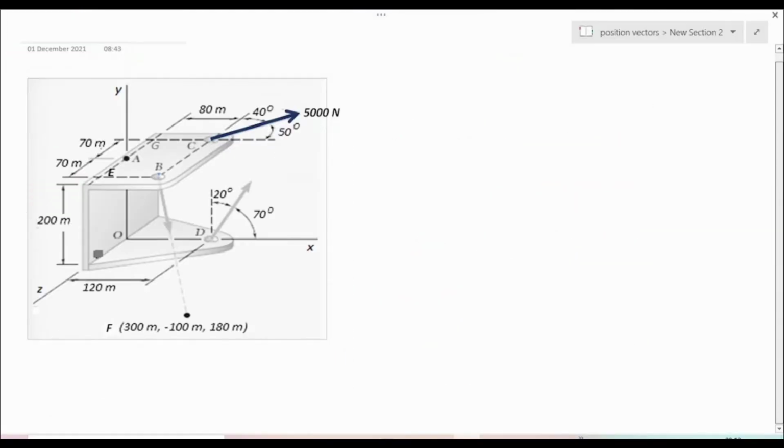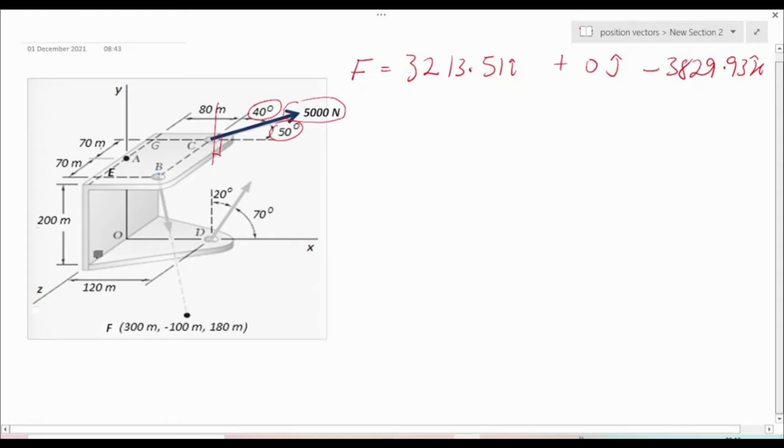So just to recap, we quickly were able to get our value of F in its component form to be 323.51i plus 0j minus 3829.93k. And having gotten that, we're able to find our RCO, which is the position vector of the 5,000 Newton force from the point O. And we got that it is equal to 80i plus 200j minus 70k. And we said that to get that, we're just moving from O to point C.